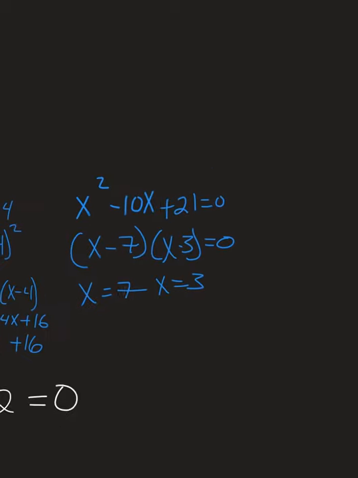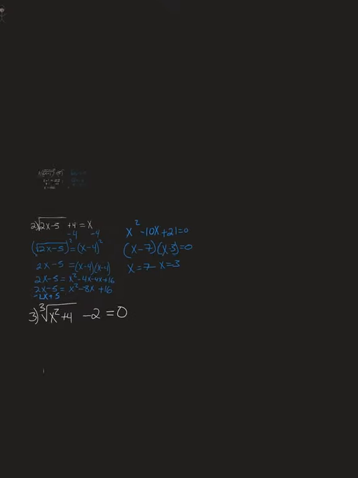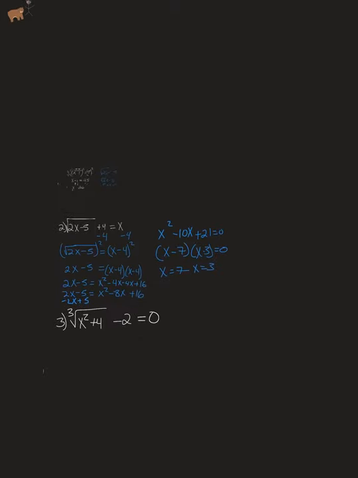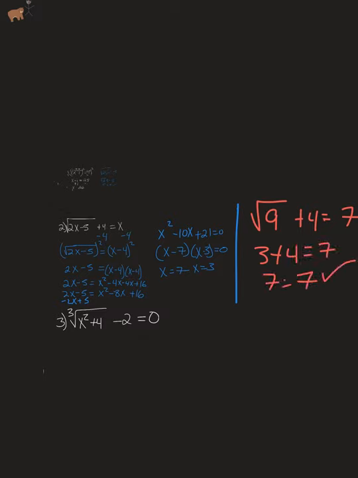And then our final thing that we need to do is check our work. So we're going to plug in our values, and we're going to get 2 times 7 is 14. 14 minus 5 is 9, so the square root of 9 plus 4 is equal to 7. And guess what? 3 plus 4 is equal to 7, and 7 equals 7. Boom. 7 works. So now let's plug in 3.